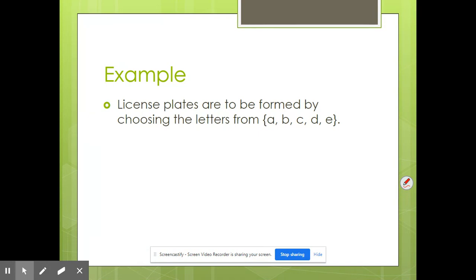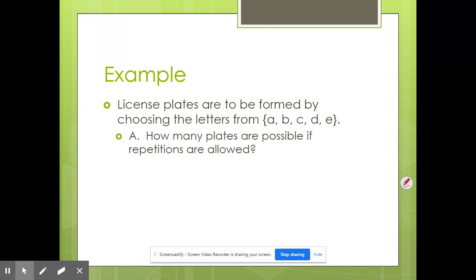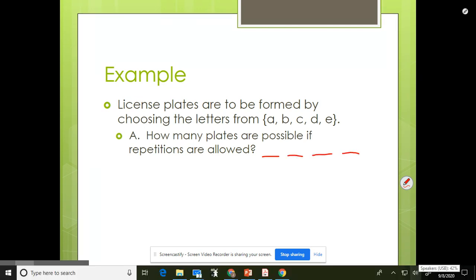Okay, next example. Say we have license plates. We have the letters A, B, C, D, and E to choose from. How many are possible if repetitions are allowed? And we're going to assume we have to pick all 5. We have to have 5 numbers. Okay, each license plate is 5 numbers. So I have 5 numbers to choose from for the first spot. The repetitions are allowed. So each of these is just 5. Okay, so 5 to the 5th power.